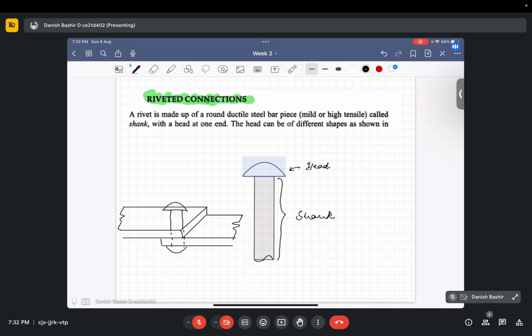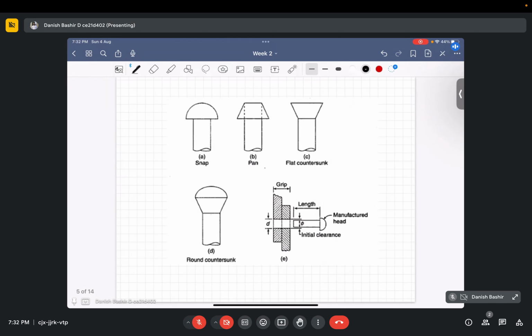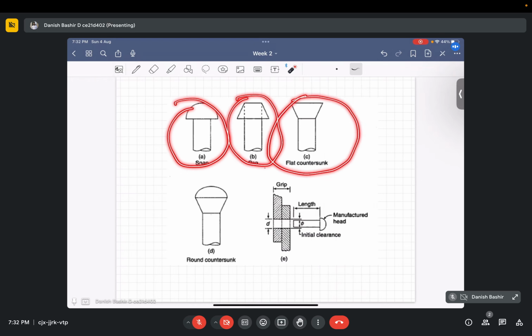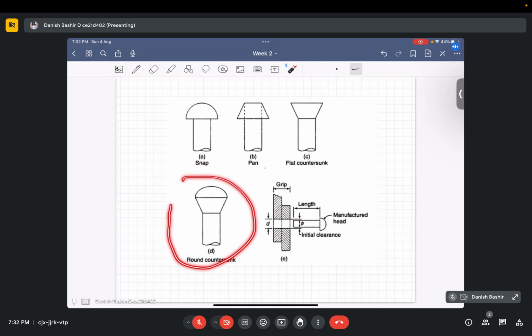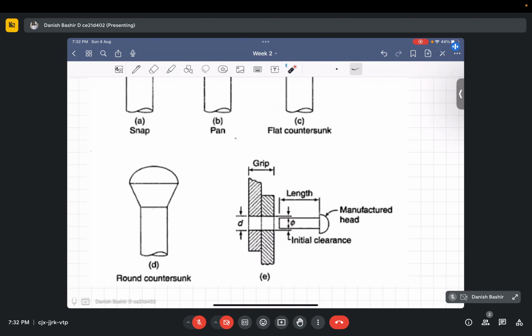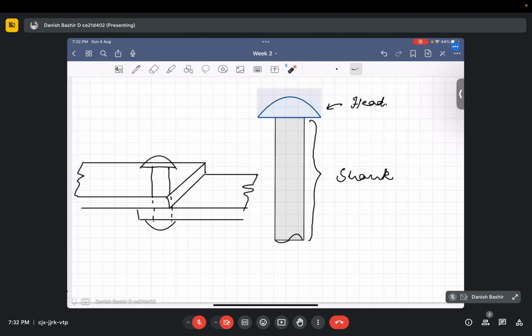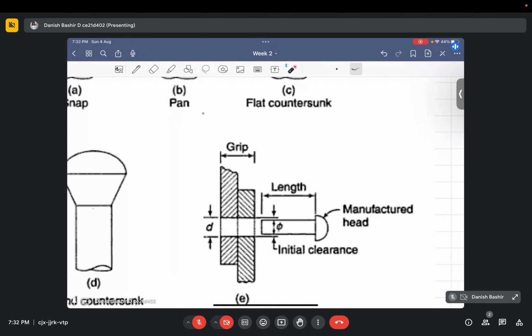This head is of different shapes. Okay, the different types of shapes of head that are being used for riveted connections are like this. One is snap head, another is pan head, another is flat countersunk head, and another is round countersunk head. So what I showed earlier is shown here also.